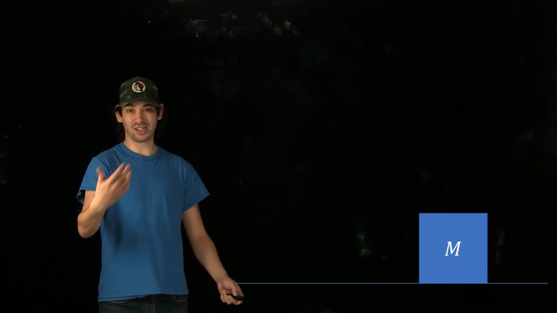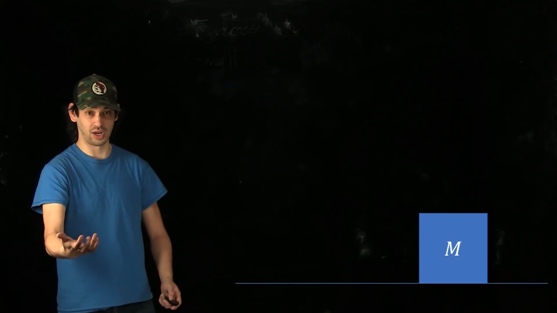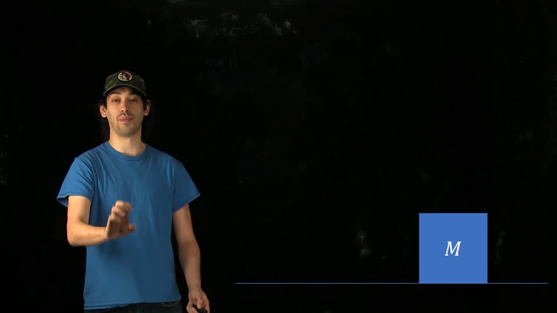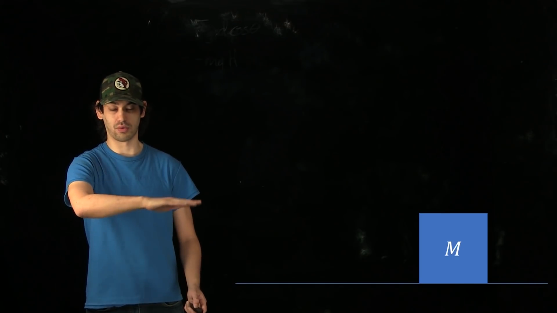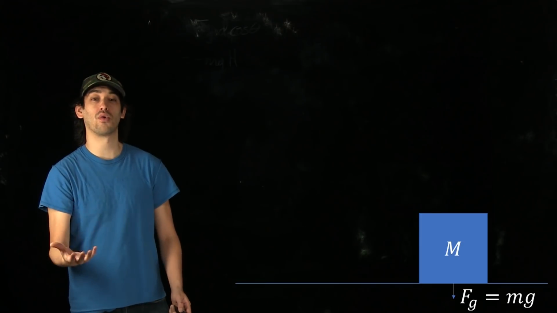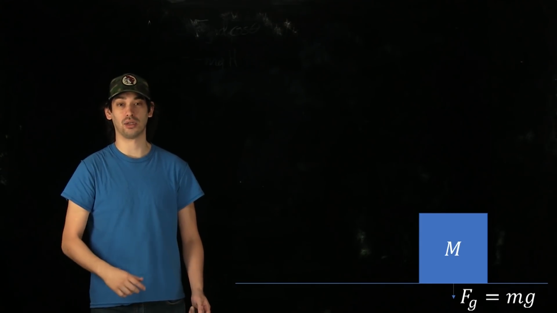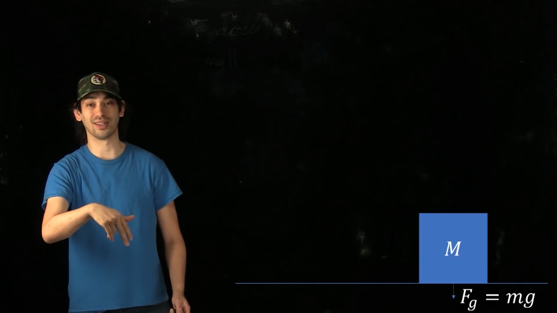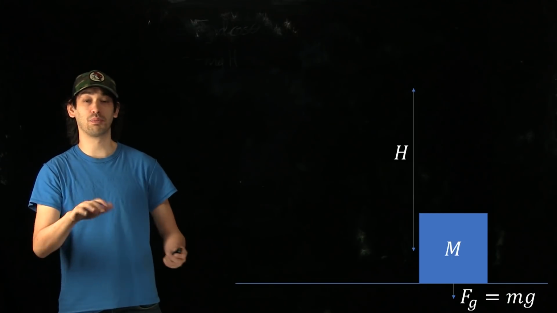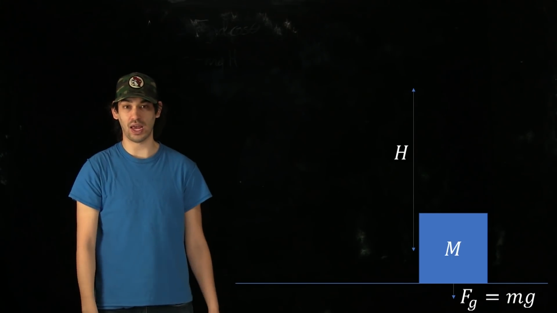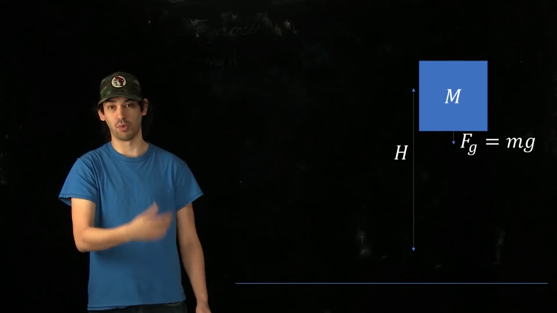So in order to get the whole story, consider the following example. Consider we have some block of mass m resting on the ground. And we know that it's going to have the force of gravity acting on it. This is just going to be mg pointing down. We'd like this block to be lifted a height of h so that it undergoes this motion.